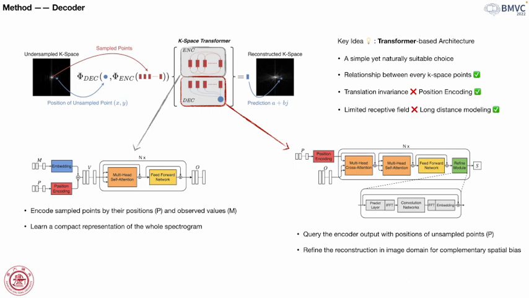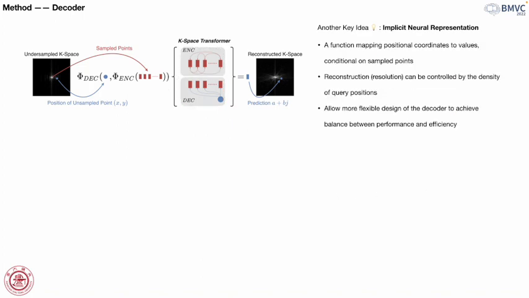Compared with previous convolutional-based approaches, our method explicitly encodes the position information of K-space points and enables the network to model the relationship between any two points, regardless of their distance. To sum up, the K-space transformer we propose eventually learns a function mapping position coordinates to K-space values, conditioned on sampled ones. This is actually the second key idea of this work, implicit neural representation of the K-space.